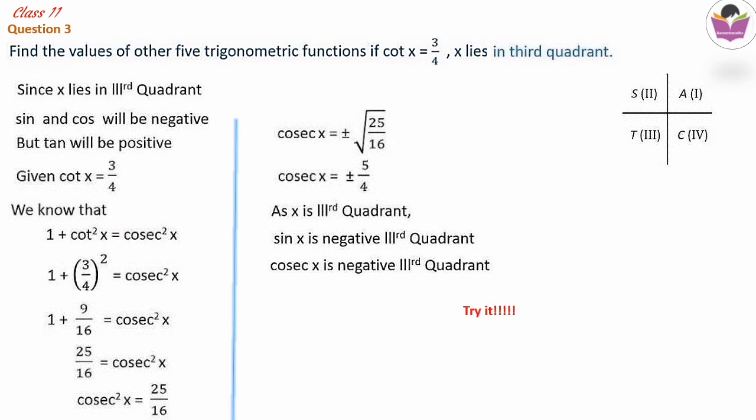Then the cosec value, minus 5 by 4, will be considered, and by using the cosec value, and we have the cot value also there, so we will be calculating the remaining trigonometric function values. That part we will be doing as homework. Next we shall discuss the fourth question.